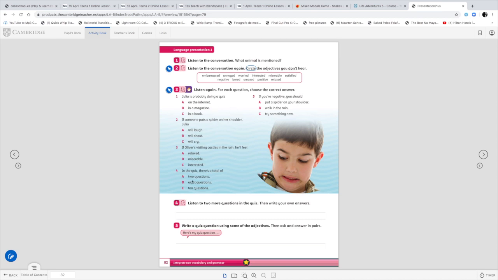And finally, it's just the same audio, you will answer these questions. Well, choose A, B, or C for completing each of these questions and sentences, okay? You will listen to two more questions in the quiz. Then you write your own answers. And finally, you write a quiz question using some adjectives, okay? It's up to you, it's your own answer.